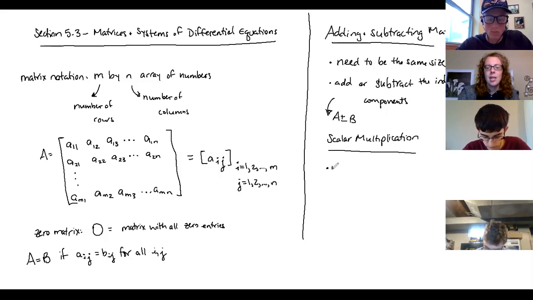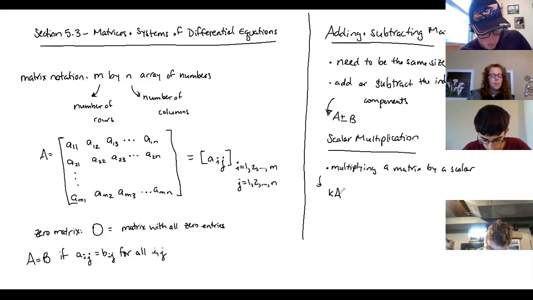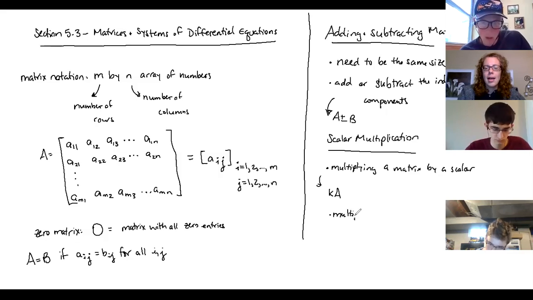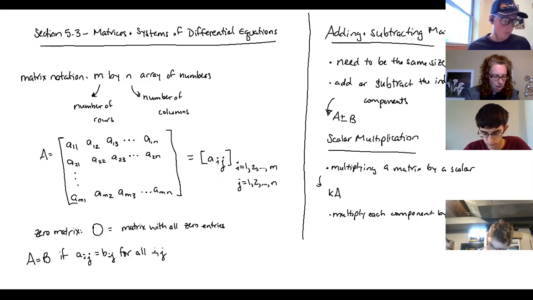So scalar multiplication is multiplying a matrix by a scalar. Remember, a scalar is a fancy word for a number. So its notation would be k times capital A. Remember, we usually use lowercase letters for numbers. And then all you do is multiply each component by lowercase k. So again, that's easy, no big deal. I don't think I need to do an example of this either. Just multiply k through the matrix, kind of, sort of.